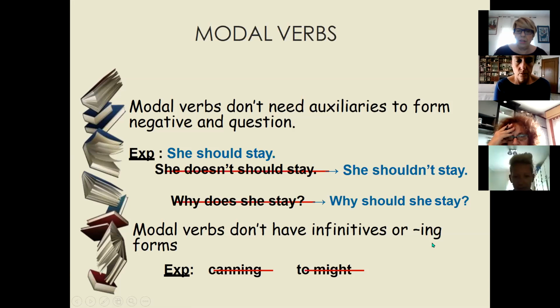And then modal verbs, of course, don't have infinitives or ing forms. No canning, no to might. It is can, it is might. And that's it. Just can and might.